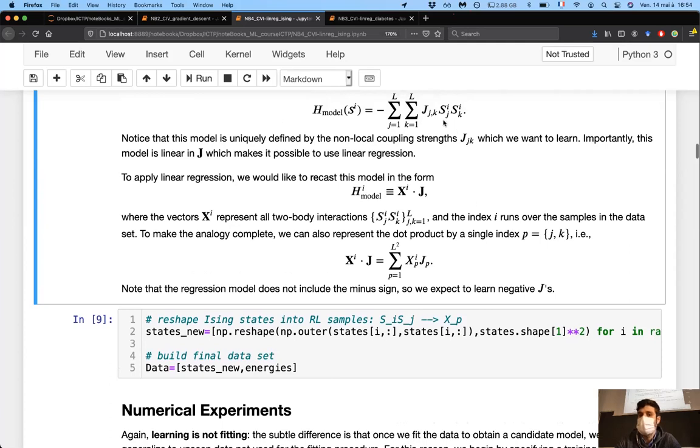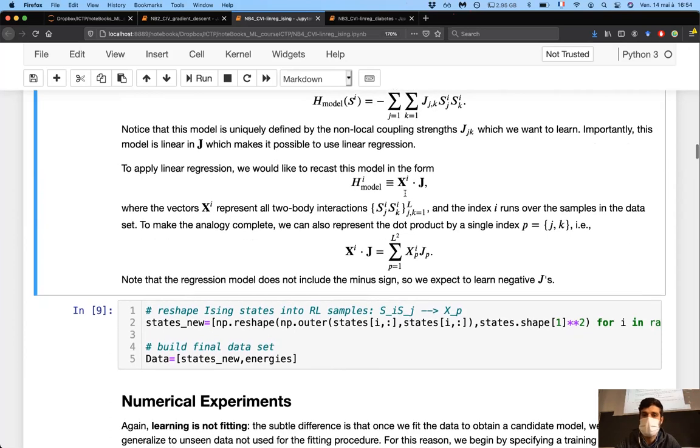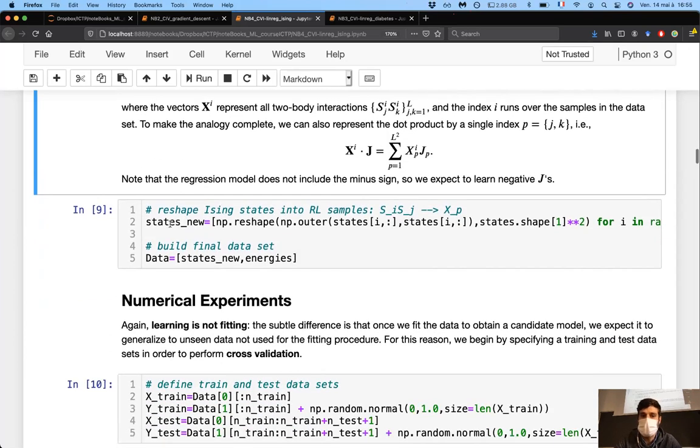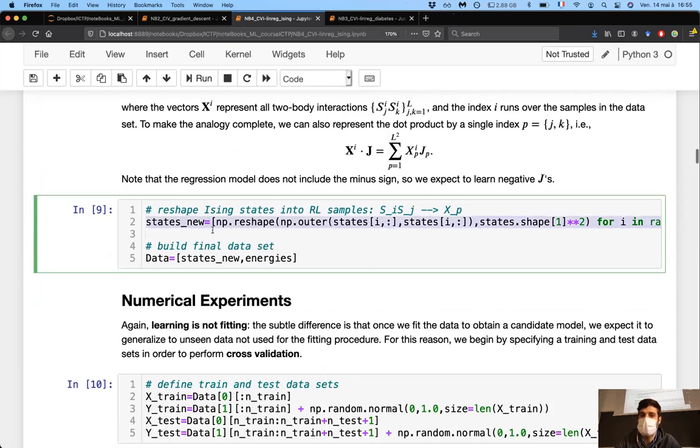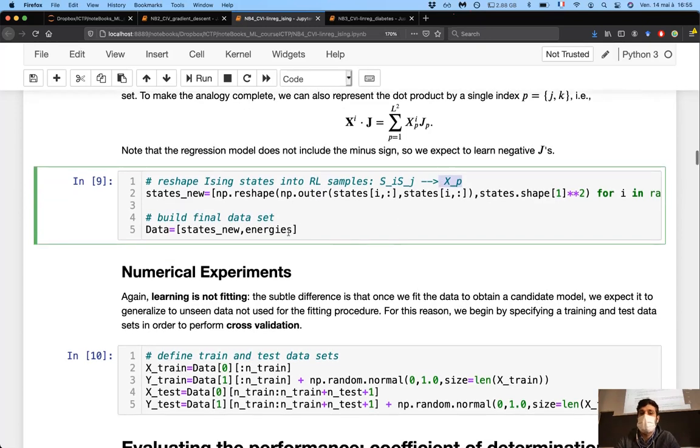So you see that each time I give you a configuration, you can now define this X, and this gives you a sample. Here, I'm just reshaping the original matrix of states, doing this operation that I said. So now I'm creating this vector X from all the possible products. For a given configuration, I'm doing all the possible products. I have P squared products and I get this vector XP of size L squared. And this defines my data.